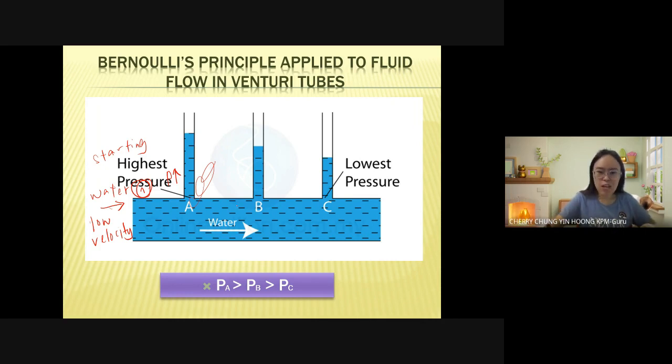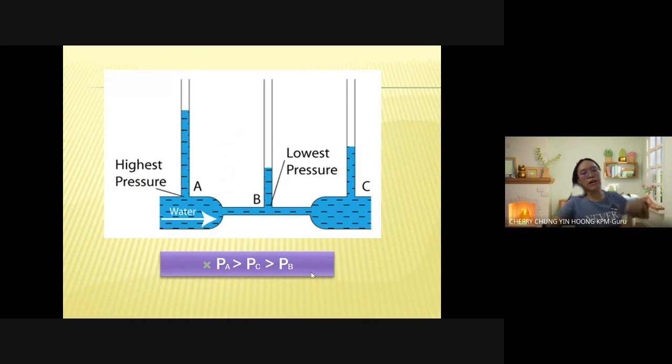Okay, so that's why 你看它的 water level, highest is at the A, B second, C is the lowest. So it shows that pressure at A is the highest, followed by B and C. Okay, so next, 我们刚才有讲 narrow space, the fluid will flow at high velocity.